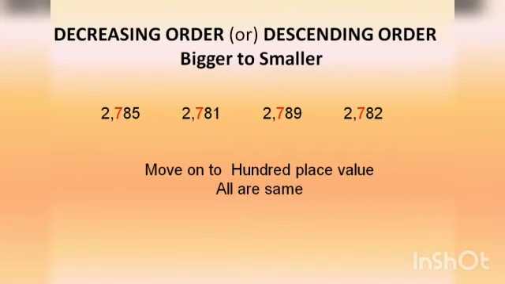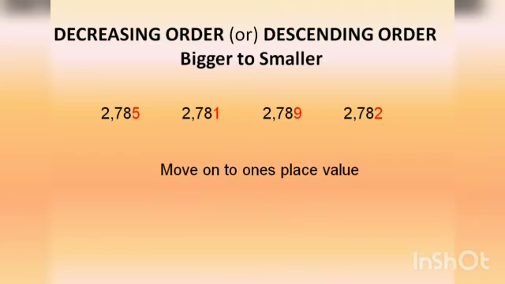Move on to the hundreds place value. 7777, all are the same. Then move on to the tens place value. All are the same, 8 is there. All the numbers have 8 in the tens place. Next move on to the ones place: 5, 1, 9, 2.